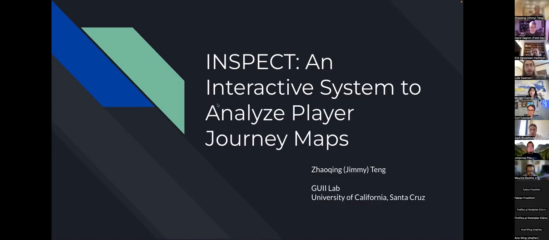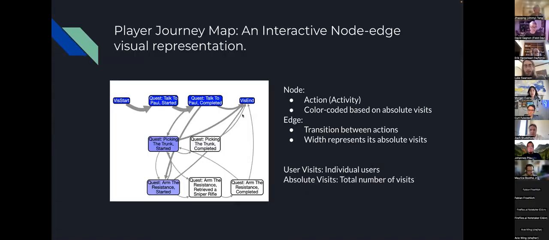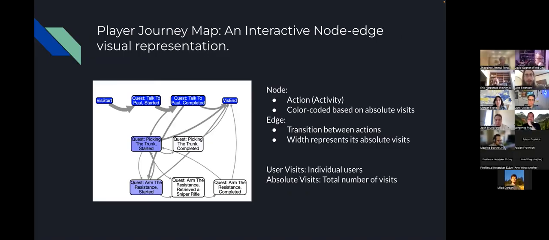First of all, what is a journey map? A player journey map is an interactive node-edge visual representation that helps to understand player experience. On the graph, you can see a part of the journey map we have. The nodes represent player actions or activities, and the edges represent player transitions between actions or activities.